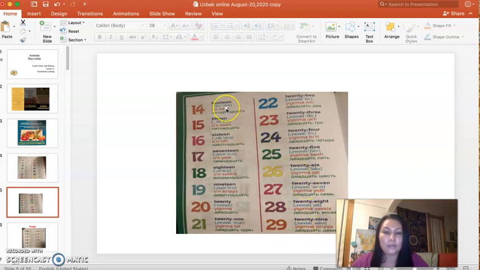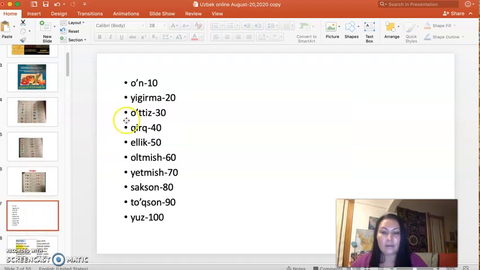You need to count from 1 to 10. And actually, when you count from 10 to 20, it's also easy. 11, 12, the same thing is 21, 22. Please feel free to stop and repeat the numbers if you need to learn. And here I provided 10, 20, 30, 40, 50, 60, 70, 80, 90, 100.